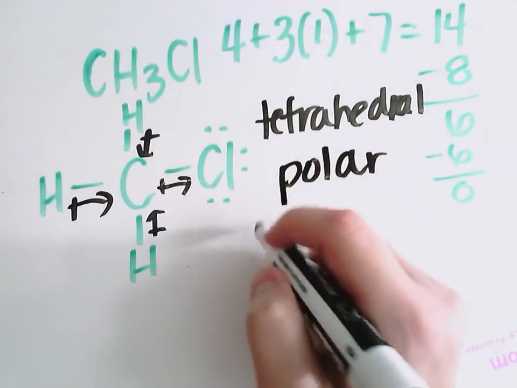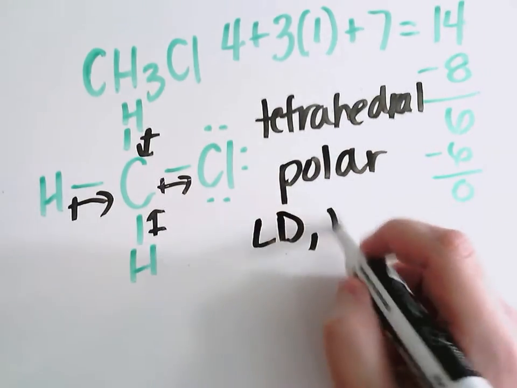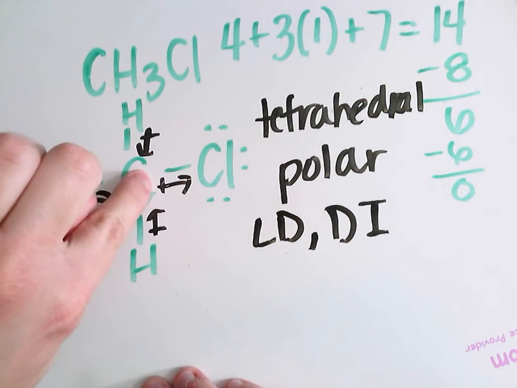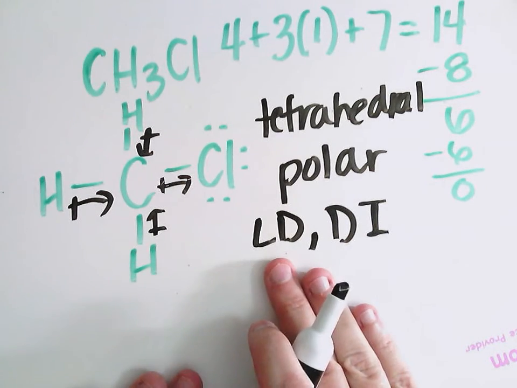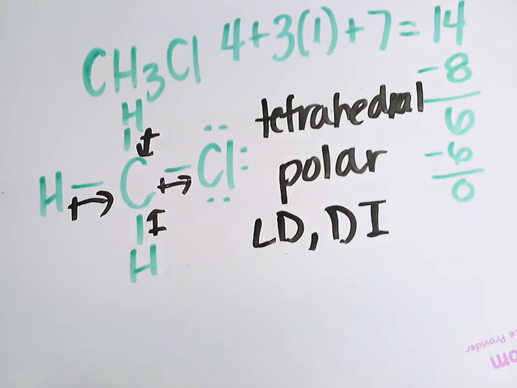We were able to draw it, so we know that there's LD. It's polar, so we know we have Di. And then we need to check for hydrogen bonding. Is there a bond that's between hydrogen and nitrogen, hydrogen and oxygen, or hydrogen and fluorine? No. This is between hydrogen and carbon. That does not qualify for hydrogen bonding. So we're only looking at London dispersion and dipole interaction. Let's do one last example here.